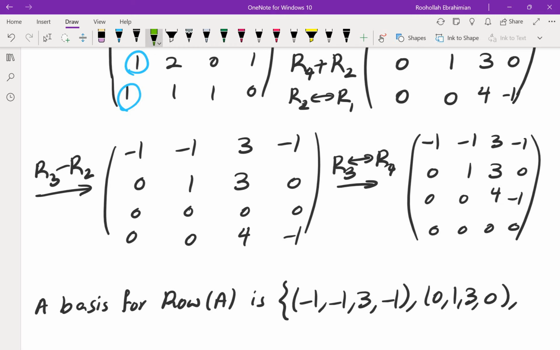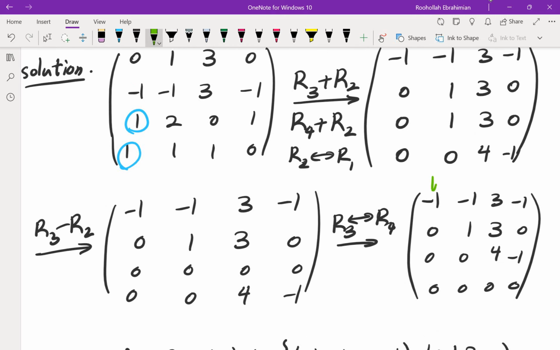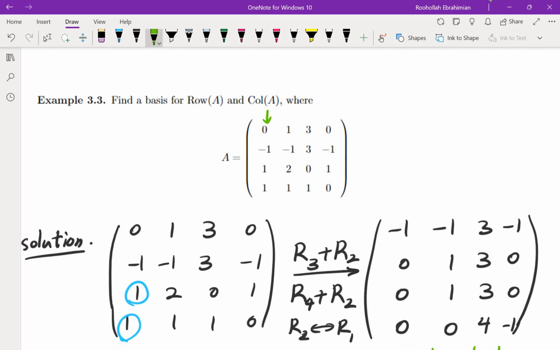So I'll have to first identify the pivot columns here. The pivot columns are this one, and this one. So the first three columns are pivot columns. So I'll have to look at these three, not for the echelon form.